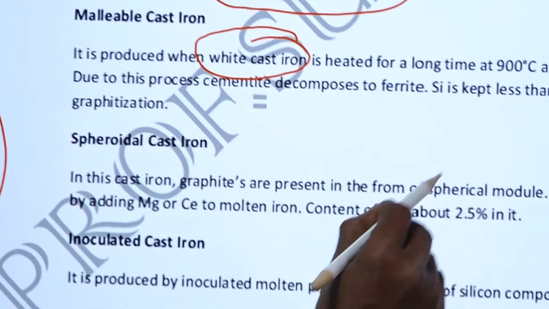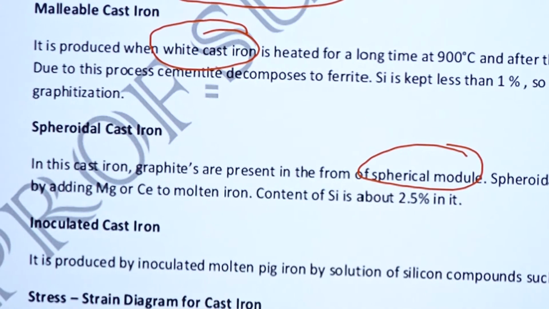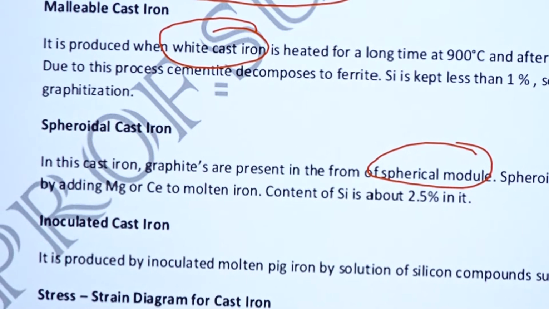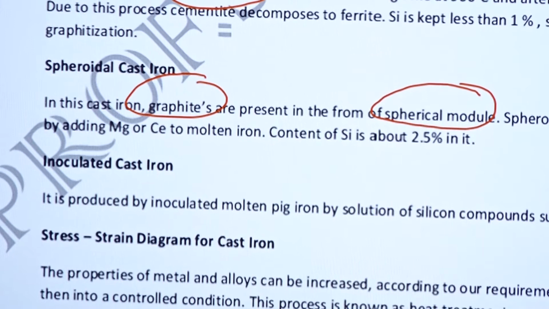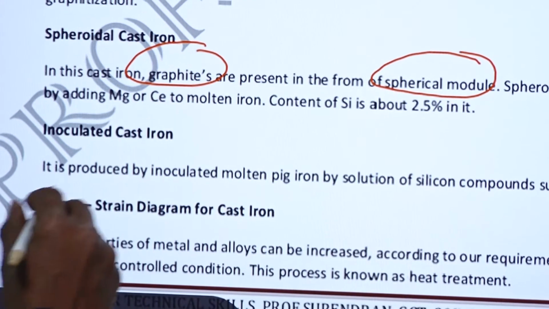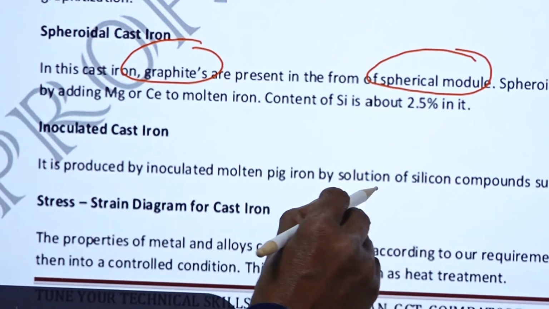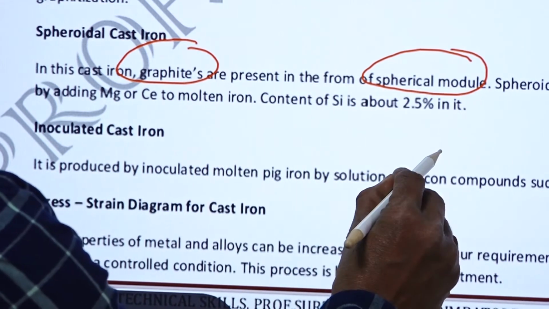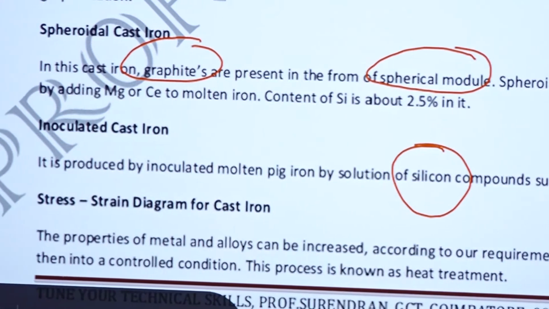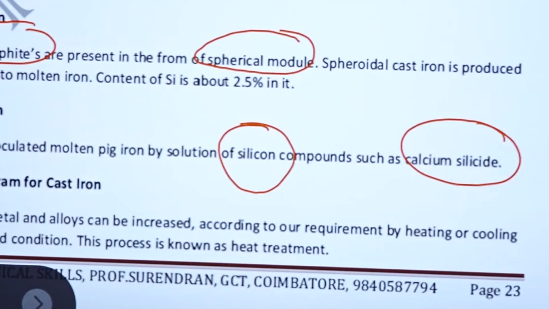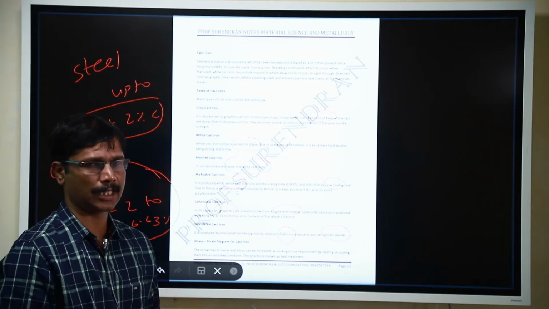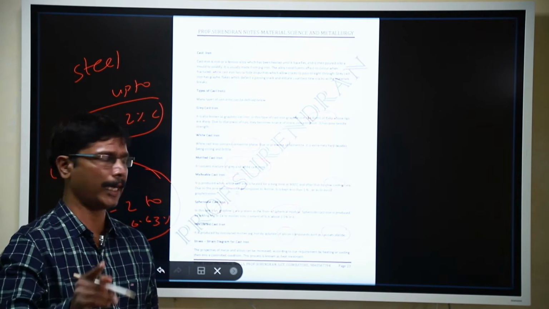Next is spheroidal cast iron, where spherical nodules are formed. Graphite is observed in the form of spheres. For inoculated cast iron, molten pig iron is treated with silicon. Silicon compounds such as calcium silicate are added, then it is called inoculated cast iron.